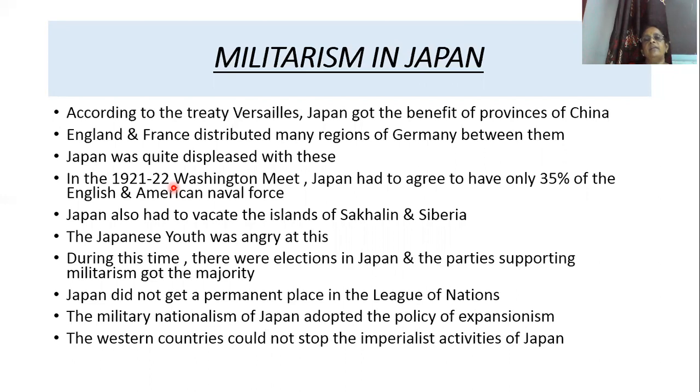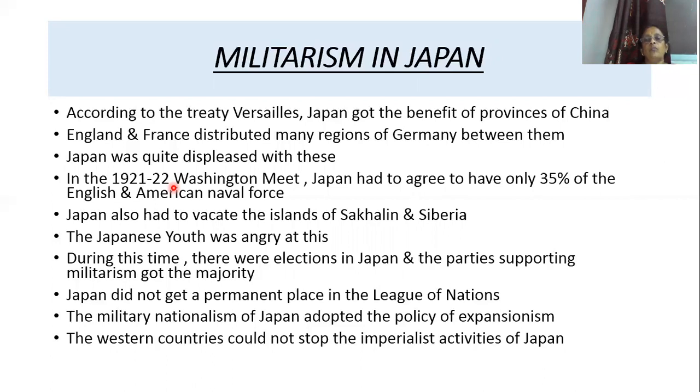And in that meeting, Japan had to agree to have only 35% of English and American naval force. And Japan also had to vacate the island of Sakhalin and Siberia. So the young people of Japan got angry with this. And during that time, there were elections in Japan, and which party got the majority? The party supporting militarism, soldiers. The government by the soldiers got the majority.